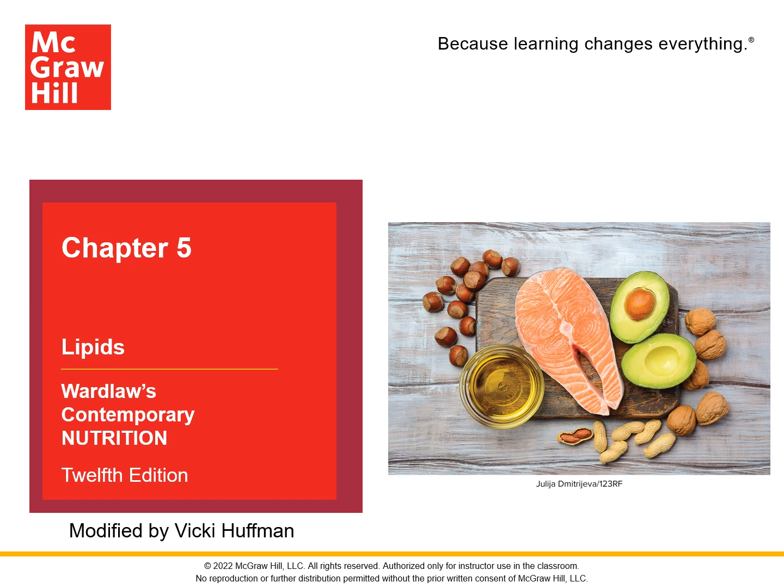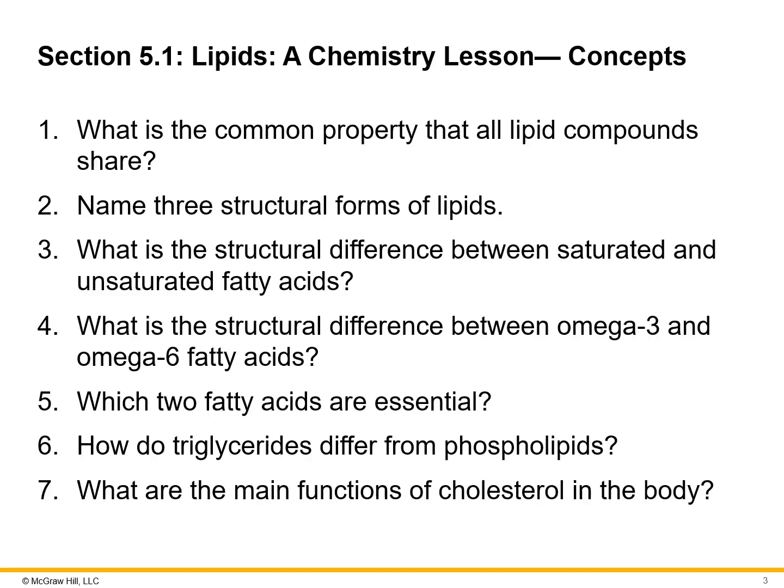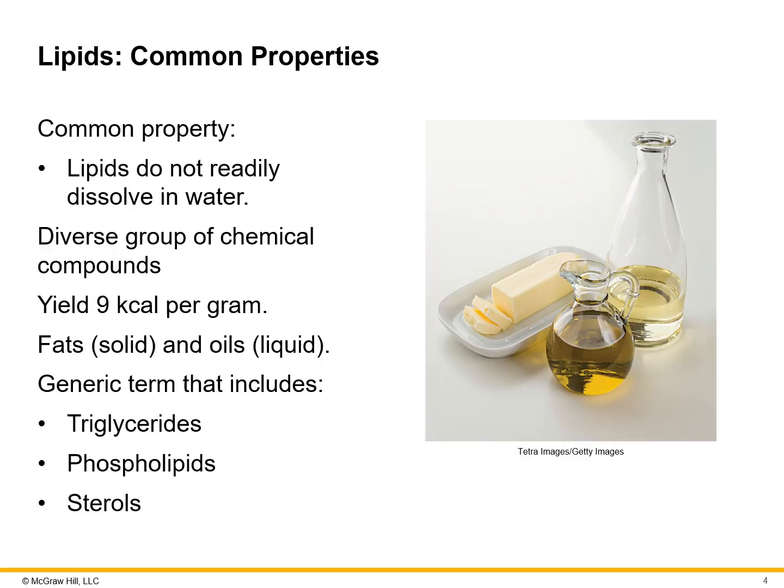In chapter 5, we are going to move on from carbohydrates to lipids as we move through all of our essential nutrients. So our learning outcomes, and you can use this as a study guide to help for the next test. What we'll be looking at in the first section is some of the chemistry, so the properties of lipids, the different types of lipids that relate to nutrition and what they do.